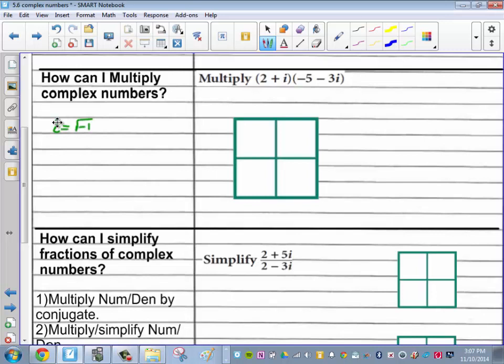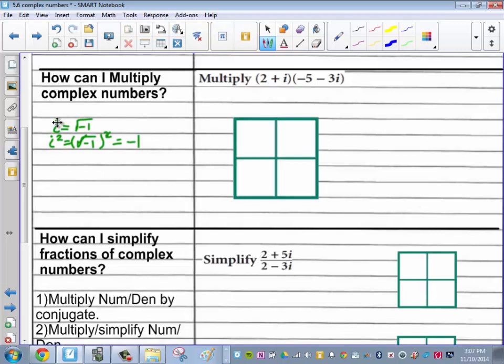Okay, so we'll just leave it at that. So let's figure out what i squared is. Well, i squared is equal to the square root of -1 squared, right? And a square root and a square, those cancel off. So i squared is actually equal to -1, okay? So keep on following me here.